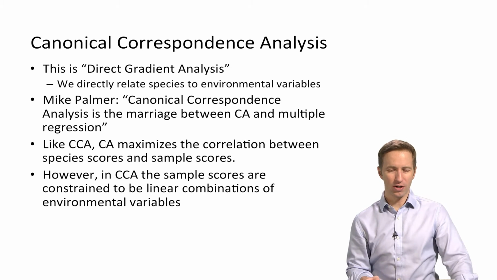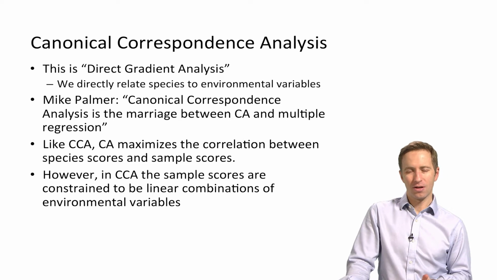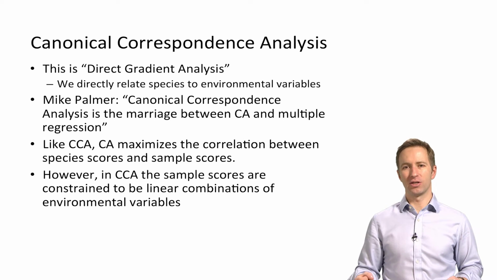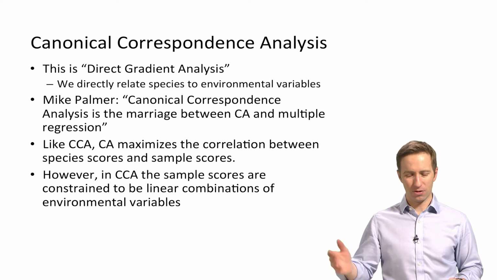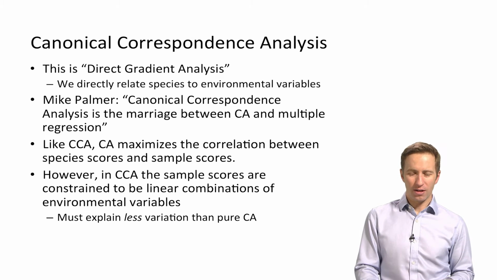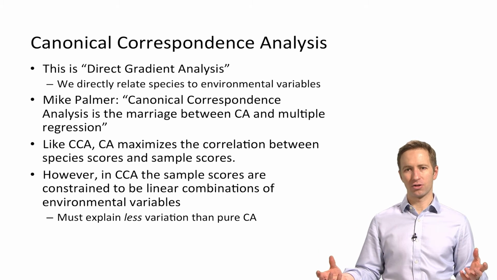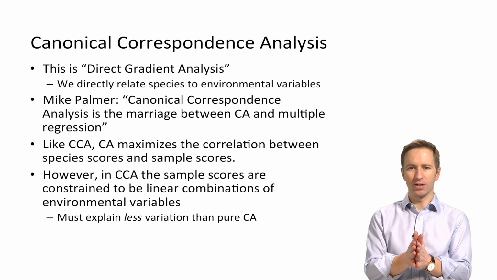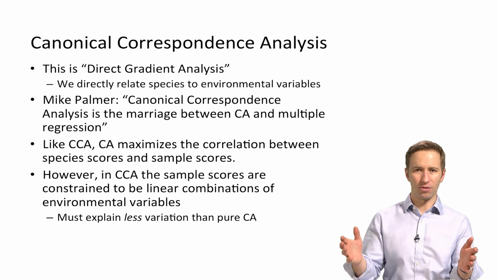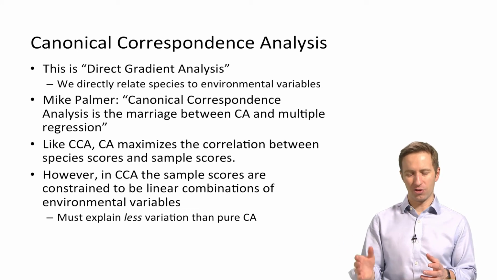But the difference is in constrained correspondence analysis, or canonical correspondence analysis, the positions of the samples along the first axis, second axis, and so on have to be a linear combination of the covariates that you gave to the algorithm. So because of this, the constrained analysis, or CCA, has to explain less variation than the raw unconstrained CA. So the unconstrained CA can put the samples anywhere in order to maximize the amount of the total variance explained. Constrained analysis has to position the samples as a linear combination of the features that you give it.